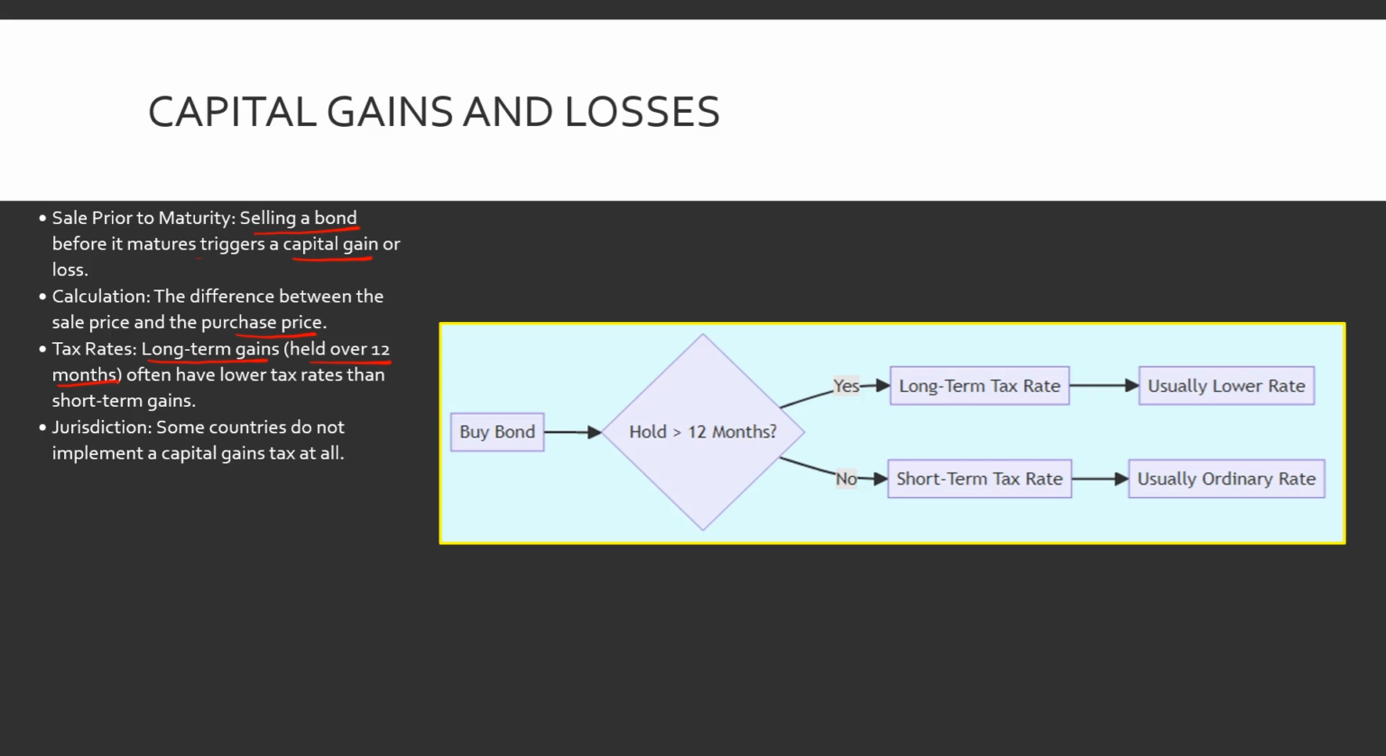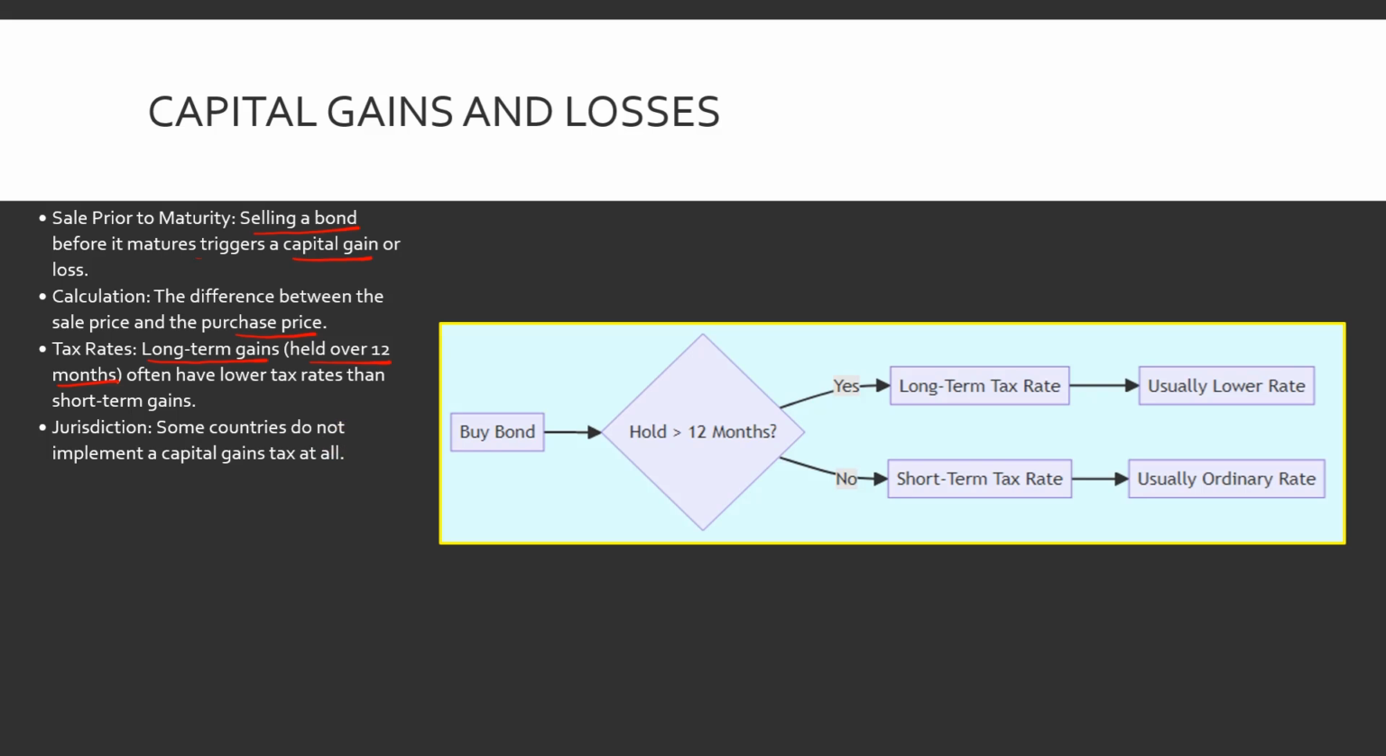As a trainer, I suggest you always watch the calendar. Selling a bond on day 364 versus day 366 can mean a massive difference in the tax you owe. Mastering this timing allows you to use the tax code to your advantage, ensuring that a larger portion of your market success stays in your investment account.